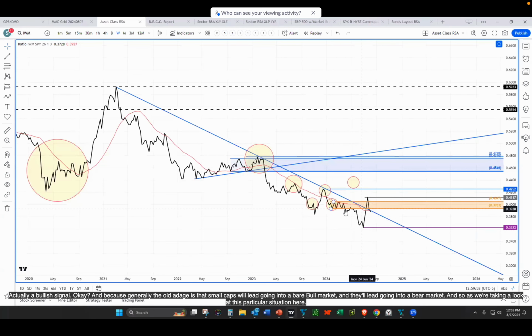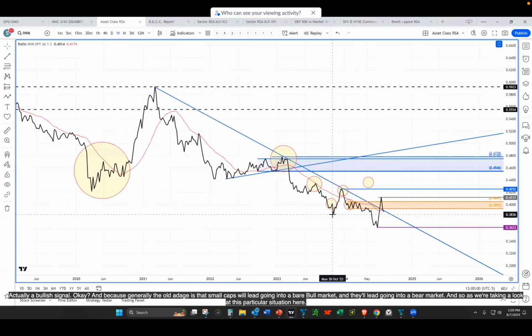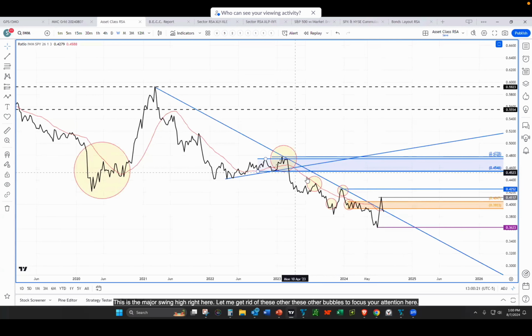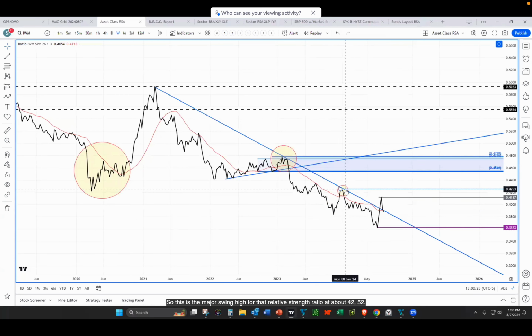Okay, and because generally the old adage is that small cap stocks will lead going into a bull market, and they'll lead going into a bear market. And so, as we're taking a look at this particular situation here, you'll notice that we did terminate this downtrend line, but what has not happened yet is this. This is the major swing high right here. Let me get rid of these other bubbles to focus your attention here. So this is the major swing high for that relative strength ratio at about 42.52.